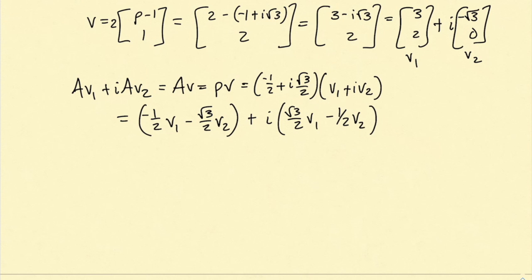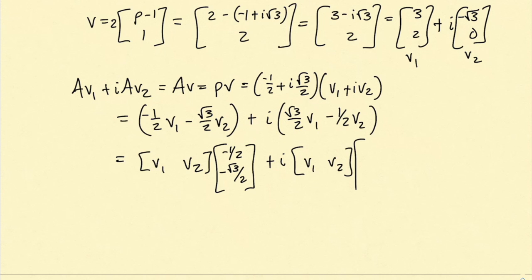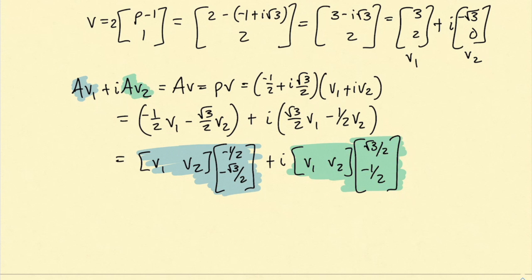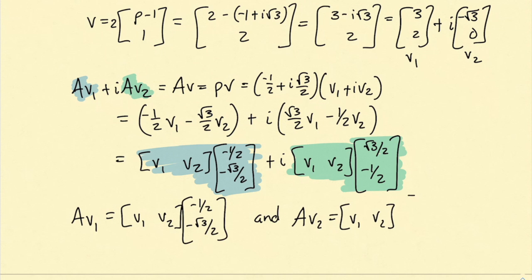We can rewrite this as matrix multiplication. We can write the first one as the matrix with columns v1, v2, multiplying the vector minus 1/2, minus root 3 over 2. And we can write the second one as the matrix v1, v2, multiplying the vector root 3 over 2, minus 1/2. If they're going to be the same, the real parts have to be the same, and the imaginary parts have to be the same. So this will give us two equations.